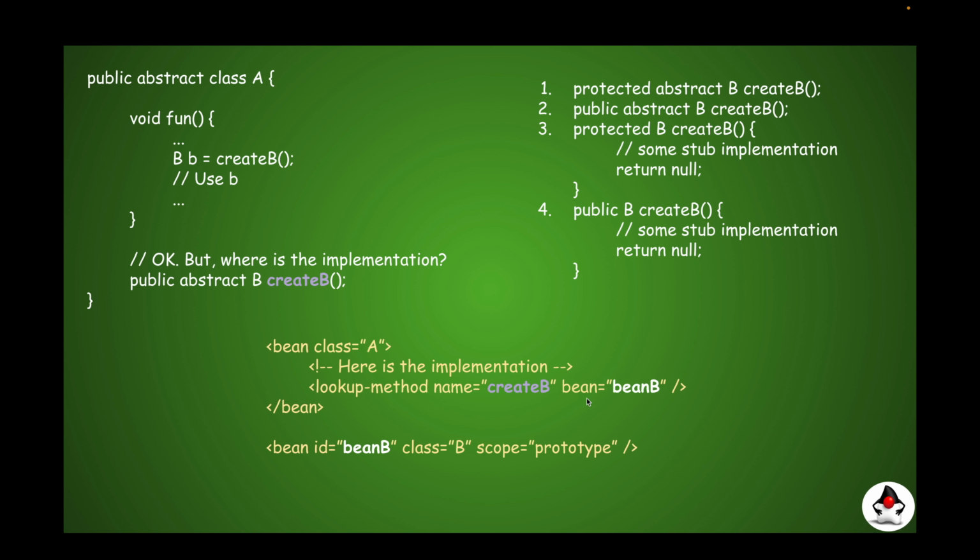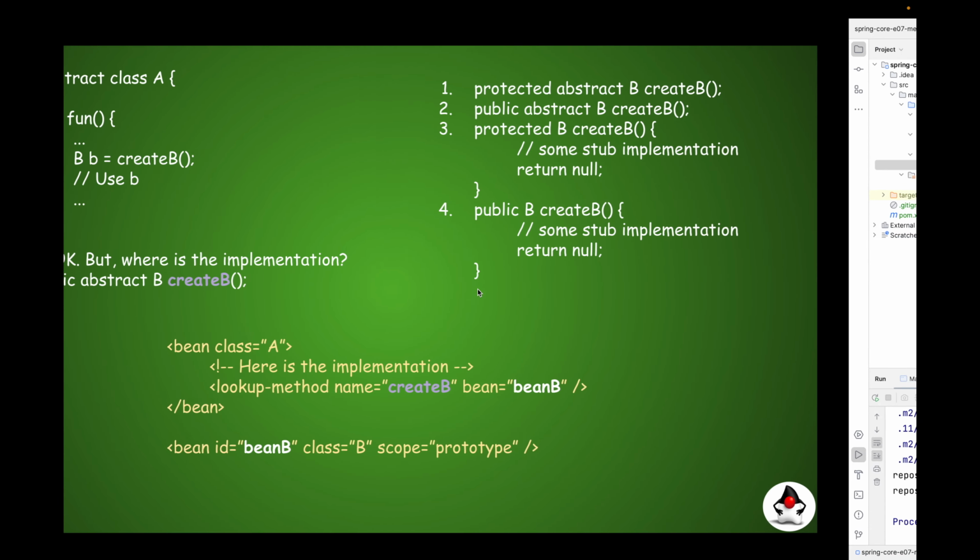And then there is an attribute called bean. The bean is what this method should return. We know that this method should return B, that means an object of B. In that case we can specify bean equal to beanB. That means it will return beanB as the output of the createB method. So that is it. Now one more thing, you can create this createB method in four ways in class A. You can have abstract methods using either protected or public access modifiers, or you can remove abstract and just create some stub implementation, or you can return anything, but that will be overridden by this Spring IOC container.